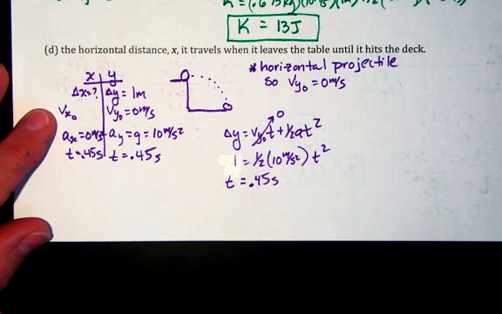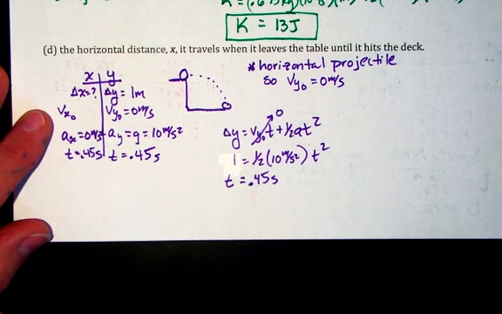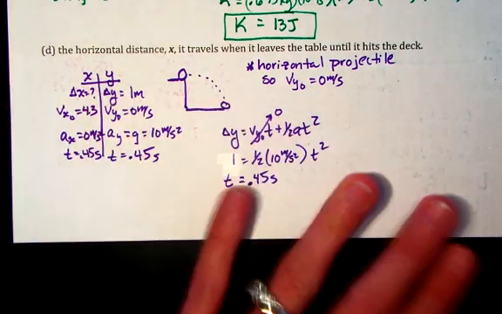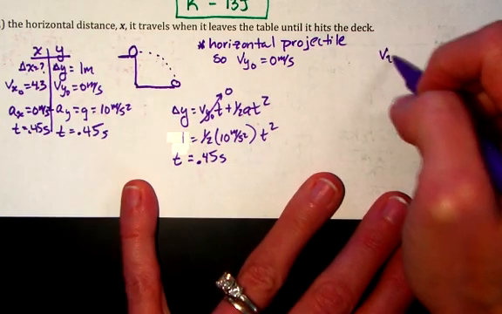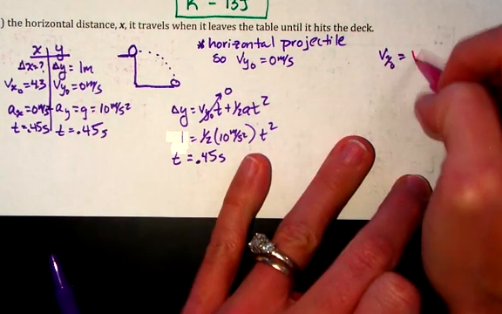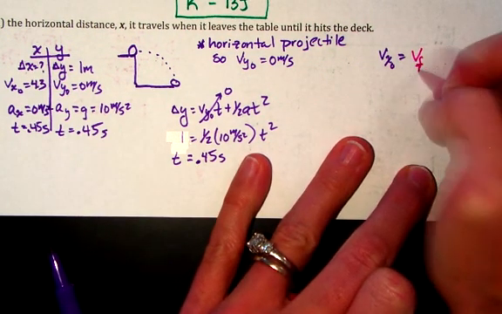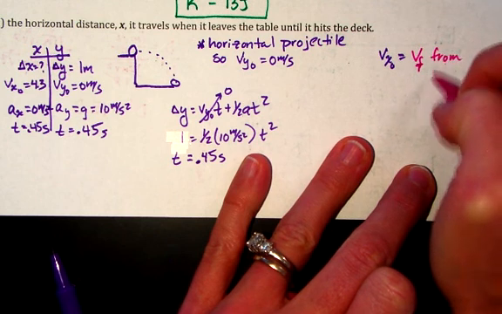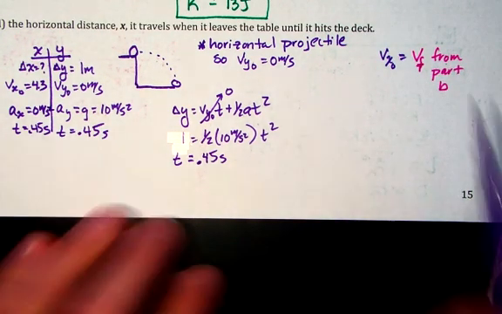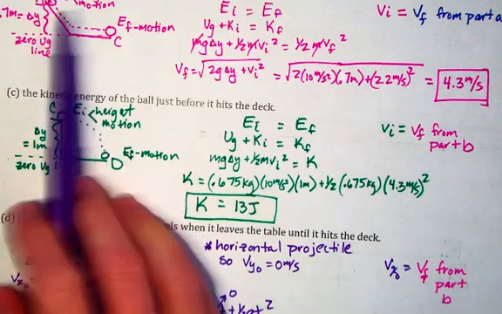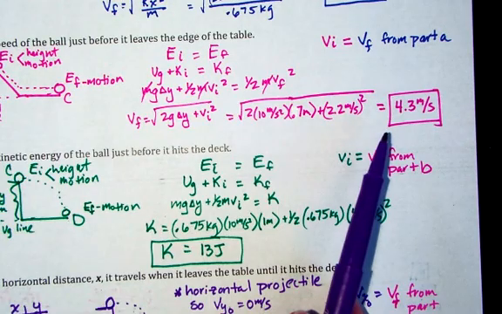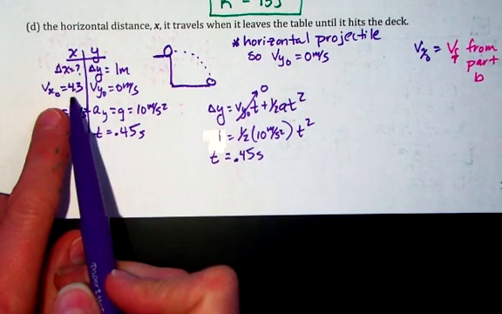What is my initial x velocity? This is going to equal 4.3, so let's do a little sideline. My initial x velocity equals the final velocity from part B. So at C, the final velocity, remember the speed of the ball just before it leaves the edge of the table, that was 4.3. That's going to be my initial velocity here then.